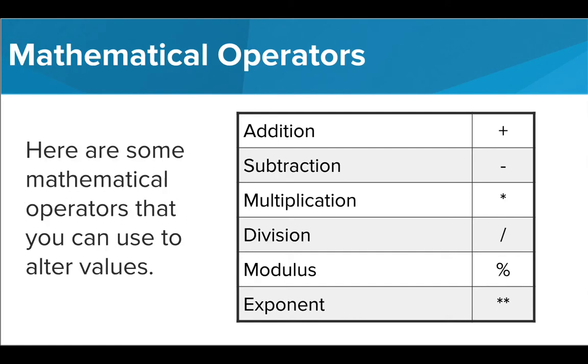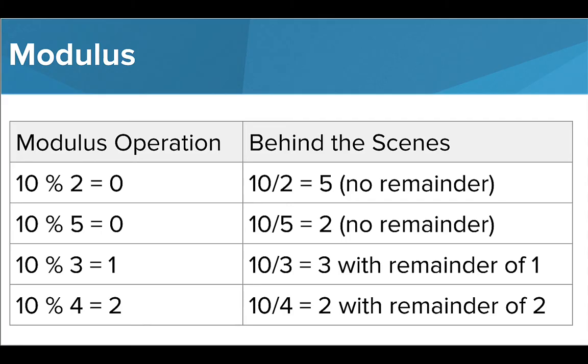We've used mathematical operators to alter values throughout our code, but we can use these in our comparisons as well. Most of these should look familiar, but the one I want to bring your attention to is the modulus operator. We can use the percent symbol to get the remainder of one value divided by another.